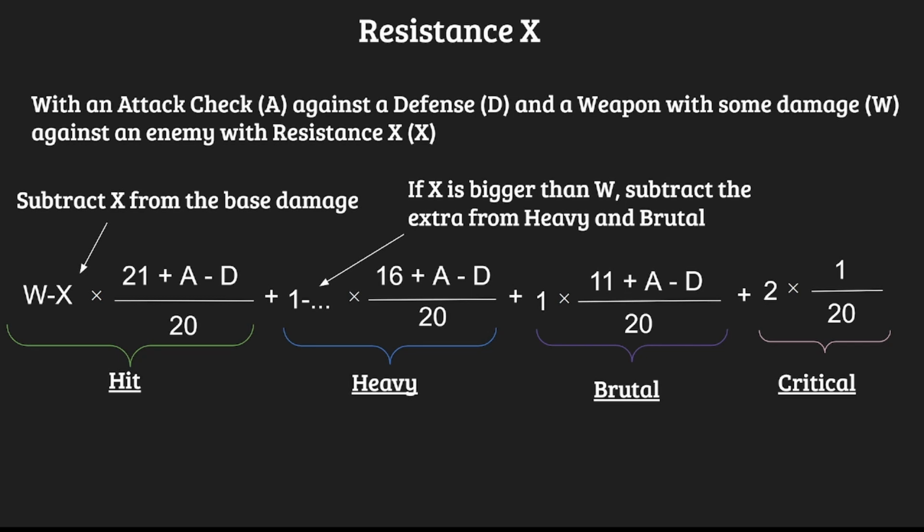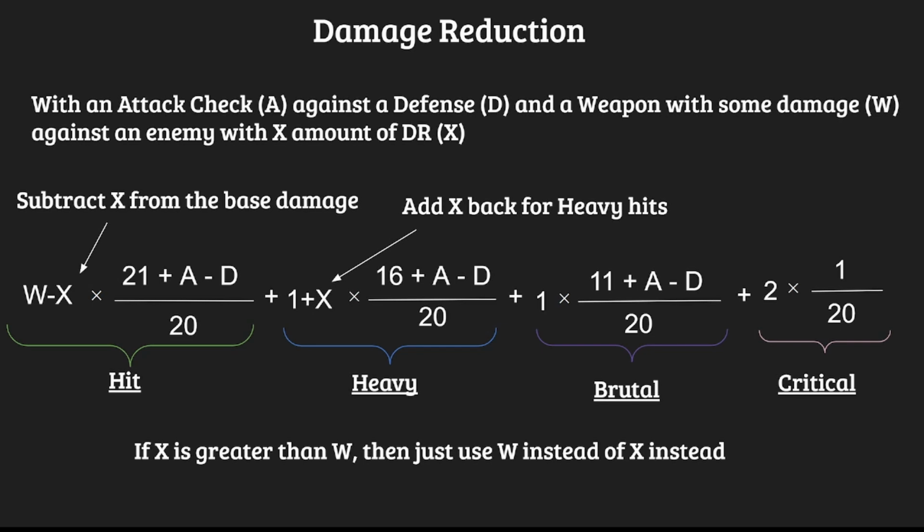If the resistance values are small, like resistance 1, it's typically just going to be as simple as subtracting it from the first number. It only gets a little bit more complicated if we're dealing with a really high number for resistance. Then we can talk about damage reduction. So damage reduction is similar to resistance, where we subtract whatever X is, the amount of DR that we have, from the weapon damage.